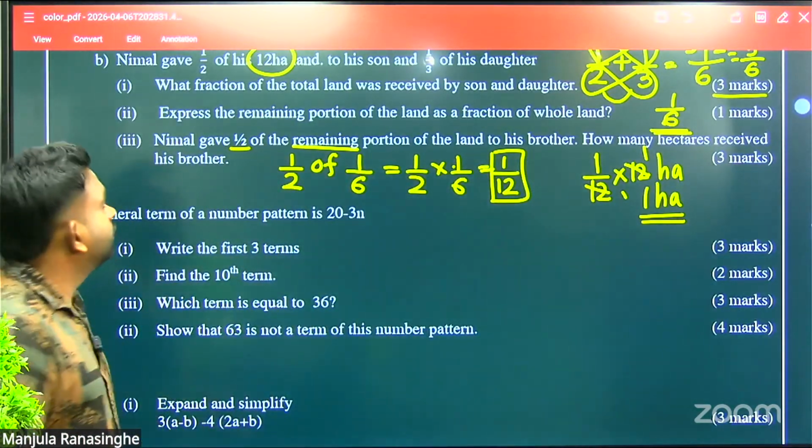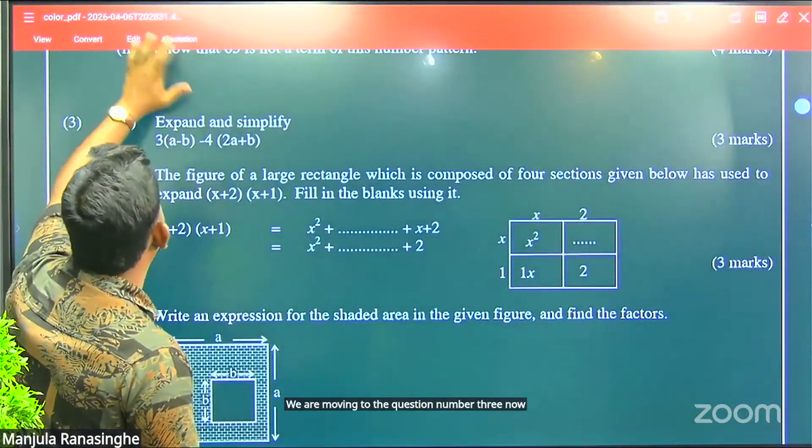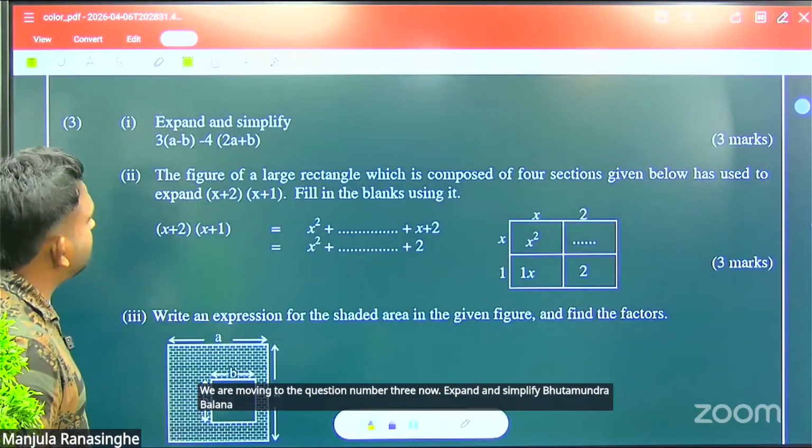Okay, right. So we are moving to question number 3 now. Expand and simplify.